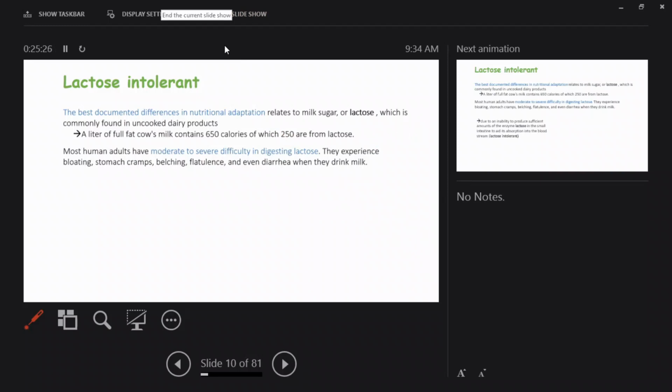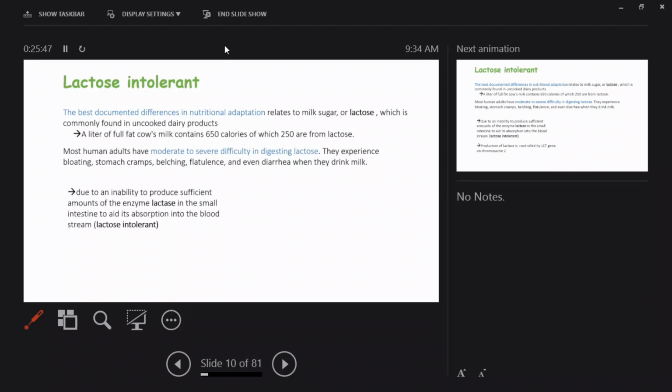Does anyone here have lactose intolerance? Do you have this kind of problem when you drink milk, or are all good? Okay, good. So maybe we don't have lactose intolerance, all right?